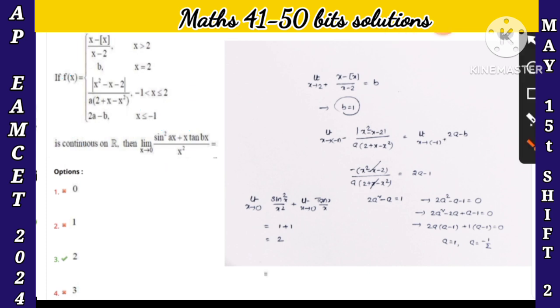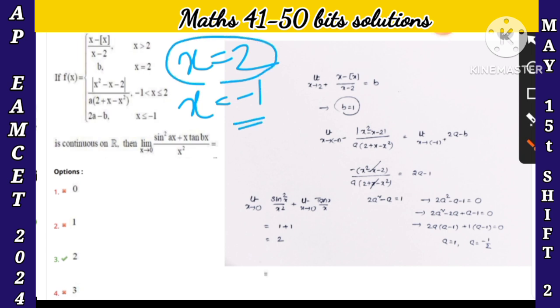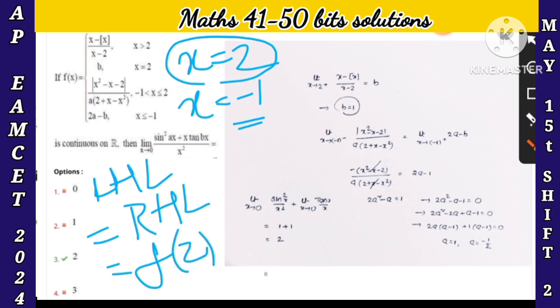Given that the function is continuous on R, it means it is continuous at the values x is equal to 2 and x is equal to minus 1. So it is continuous at x is equal to 2, which means left hand limit is equal to right hand limit is equal to f of 2. All values are equal. For x greater than 2, here we have to take the right hand limit value. For x is equal to 2, the f of 2 value. Just equate the values here. Right hand limit is equal to f of 2.